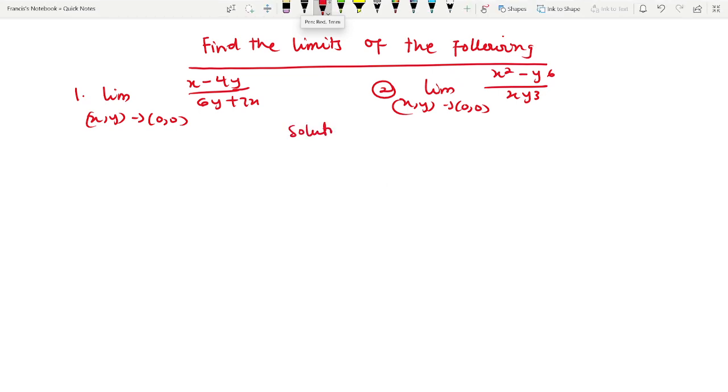So how do we tackle this problem? The first one says that we should find the limit as (x, y) approaches (0, 0) of the expression (x - 4y) over (6y + 7x).